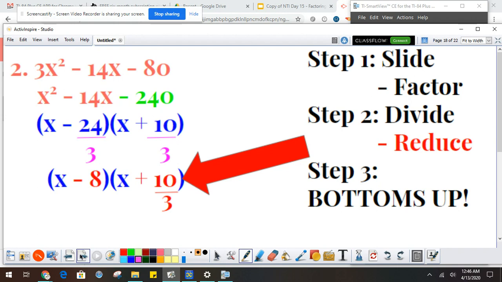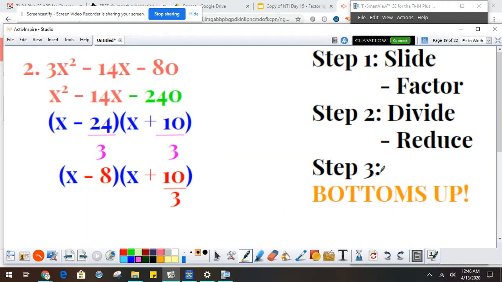And I move to my last step, which is bottoms up. For bottoms up, I look for my bottom numbers. I have a 3 on the bottom. 8 doesn't have a denominator anymore. Technically, it's a 1, but I don't have a bottom number there. So I'm going to keep x minus 8. But since this one does have a bottom number, it's going to move up in front of the x. So I have 3x plus 10.